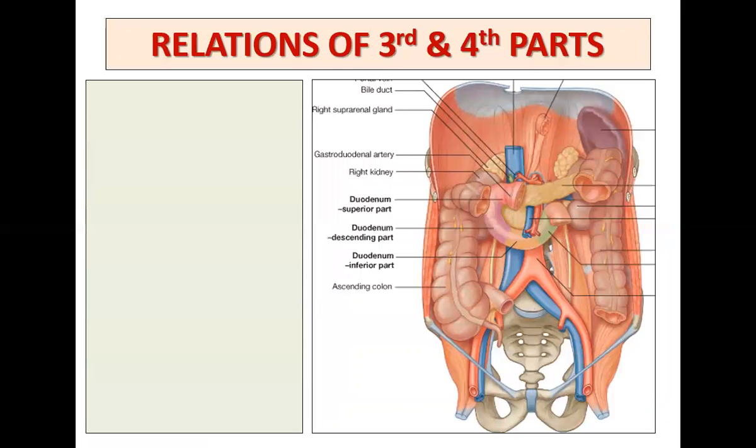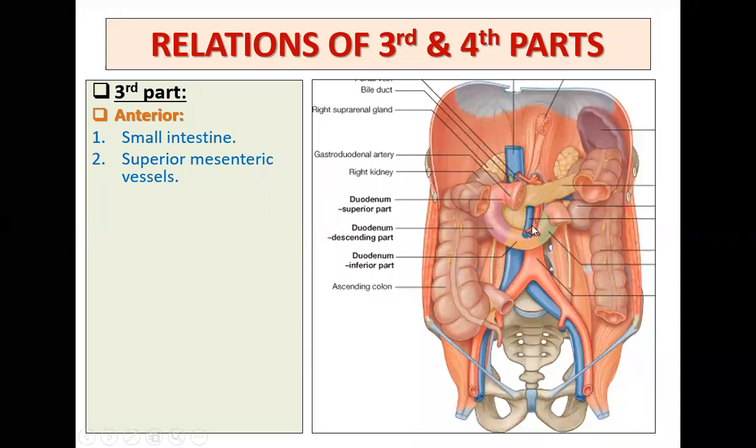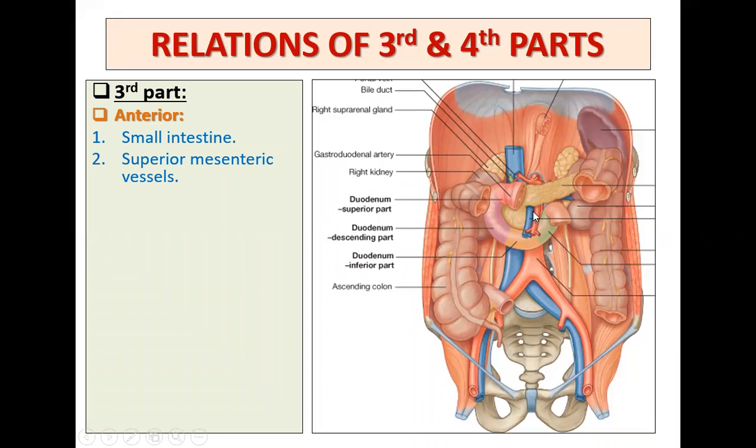Coming to the relations of the third part of duodenum, which is the horizontal part, this one. Okay, so that part is anteriorly related to the small intestine, coils of intestine. As I said, for simplification, the small intestine has been removed. If not, they'll be full of small intestines here. Okay. Then the superior mesenteric artery. If you see here, this is the superior mesenteric artery, which is the artery of the midgut. So it passes above this, as well as the superior mesenteric vein just beside the superior mesenteric artery. This is the superior mesenteric vein. Okay, which are present anterior.